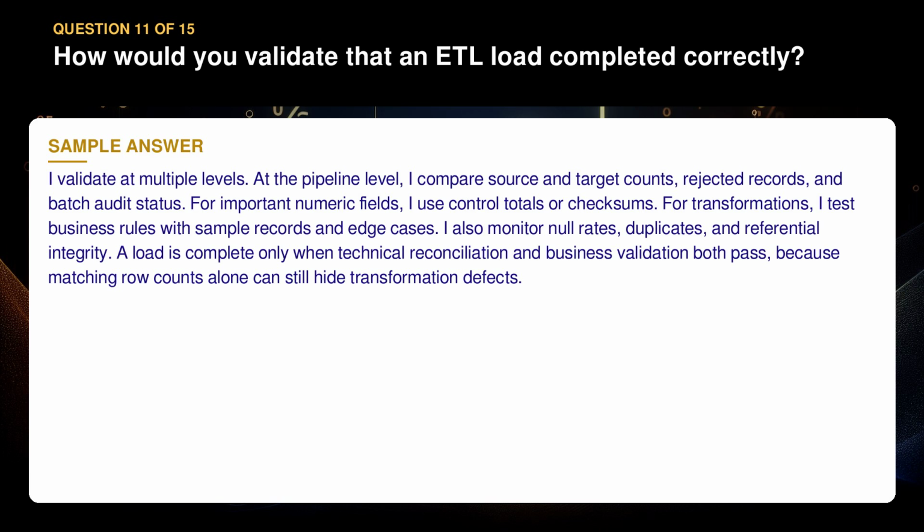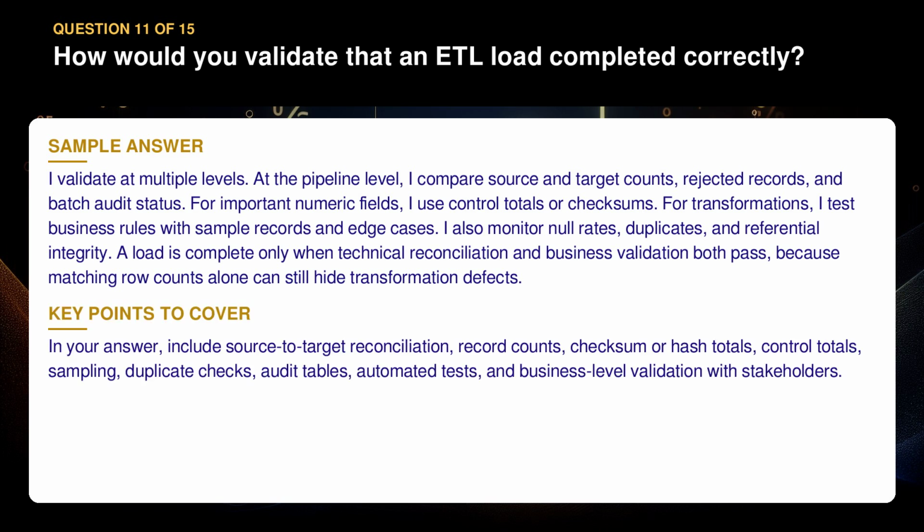A load is complete only when technical reconciliation and business validation both pass, because matching row counts alone can still hide transformation defects. In your answer, include source-to-target reconciliation, record counts, checksum or hash totals, control totals, sampling, duplicate checks, audit tables, automated tests, and business-level validation with stakeholders.